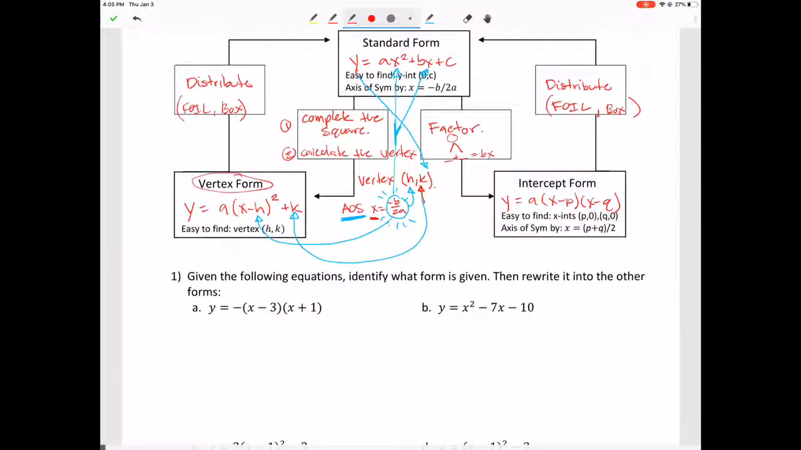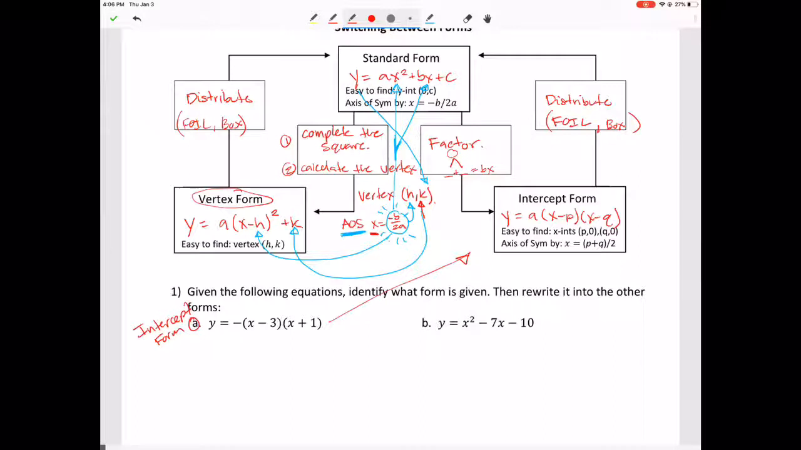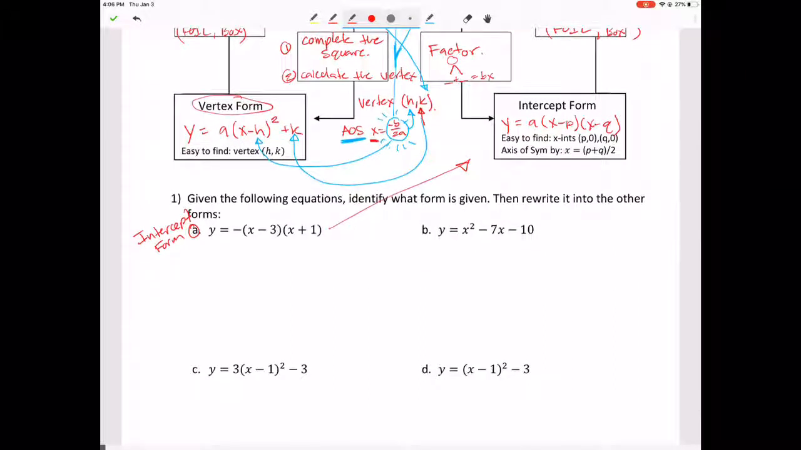So looking at A, what form is A? Well, it looks like it is intercept form. And then we need to find the other two forms. On the homework, there's going to be problems that ask you specifically for one, going from a given equation and putting it into a specific form. So you won't have to write it as all three forms. Just read the instructions on the homework.